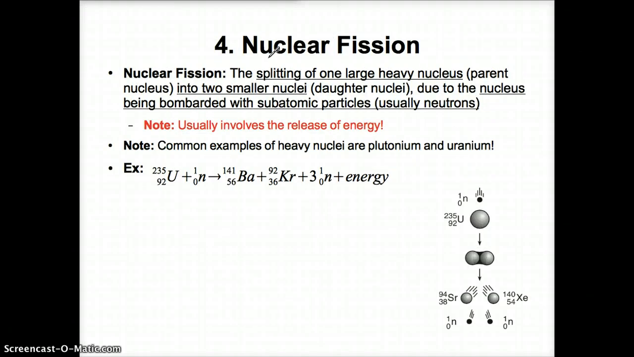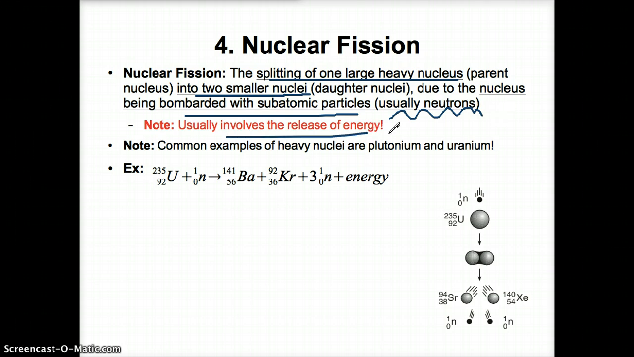All right, so next is nuclear fission. Nuclear fission is a splitting of one heavier nucleus, called a parent nucleus, into two or more smaller nuclei, called daughter nuclei, because the nucleus is bombarded with subatomic particles, and usually this is in the form of neutrons. Also released in the products is usually energy as well. By smaller nuclei in this definition, I mean nuclei with smaller masses than the original. It's also worth noting that common examples of heavy nuclei that you start with and bombard with neutrons are either plutonium or uranium. So look out for those as hints of possible nuclear fission.